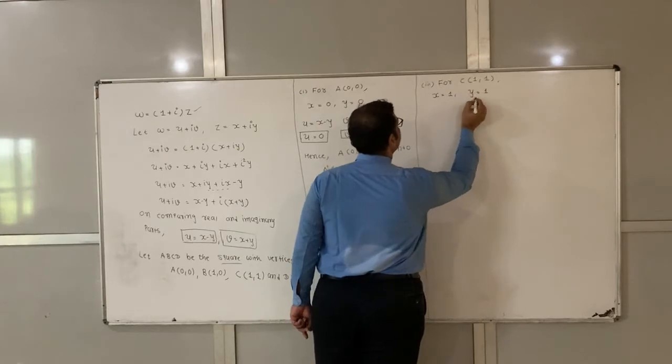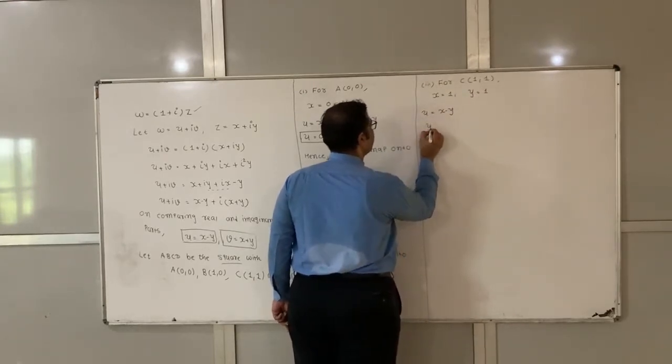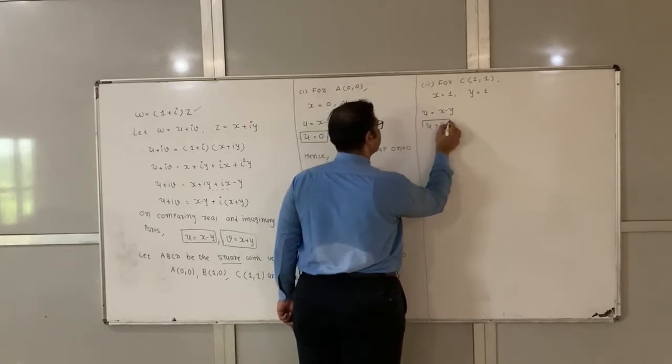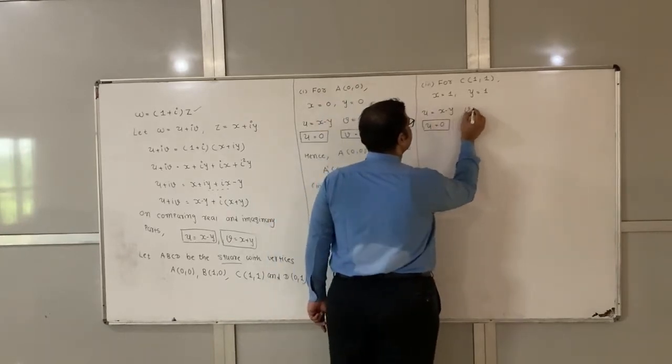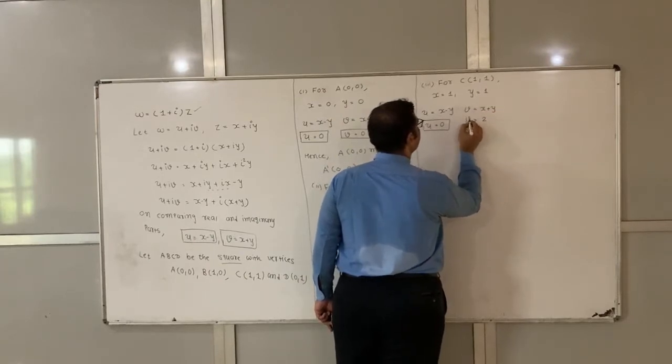y is equal to 1. So again u is equal to x minus y. So you will get x is equal to 0, u is equal to 0 and v is equal to x plus y. So you will get answer 2.